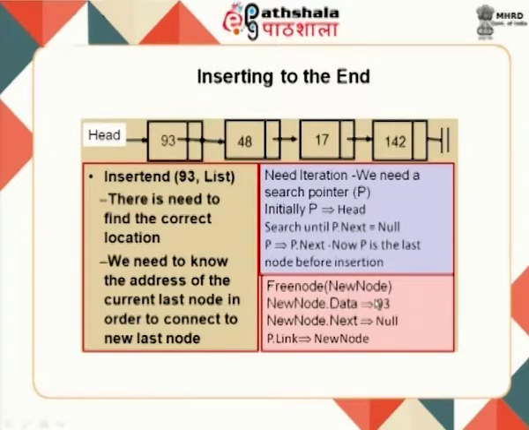New node is equal to a free node. New node dot data is equal to 93. New node dot next is equal to null, and this P dot next is equal to new node. P dot link, you said, is equal to new node.